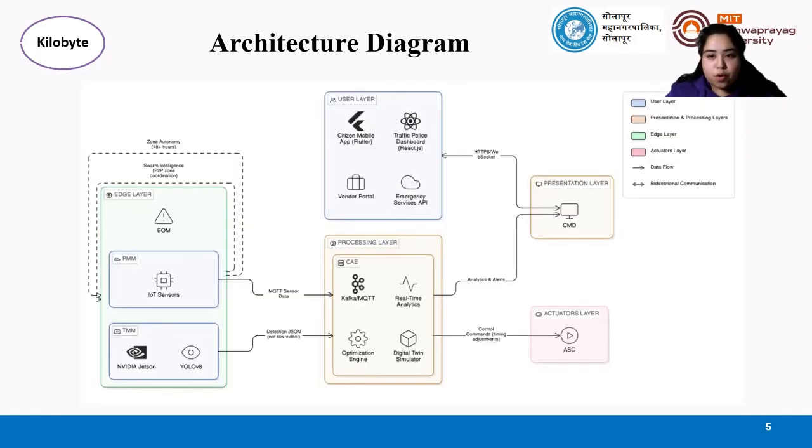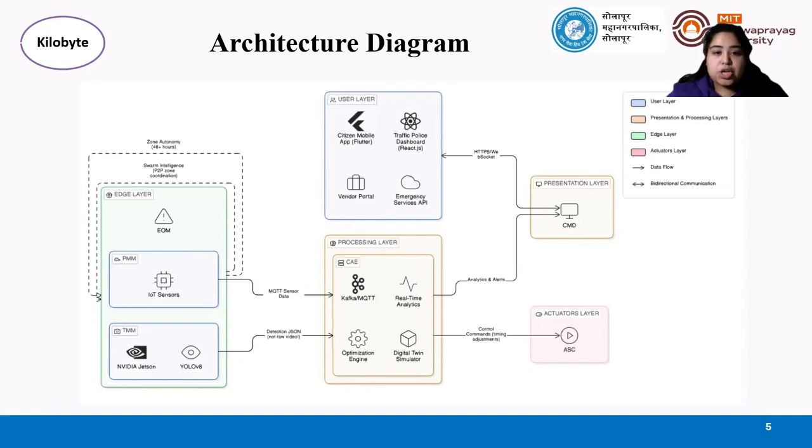The architecture is divided into four major layers. The first one is the user layer, where we have a complete traffic police dashboard for the management of traffic in the areas, where one person can easily monitor parking areas, traffic zones, signal timings, and everything. The second would be a user-friendly citizens app where the user can easily track their movements, and the emergency services API.